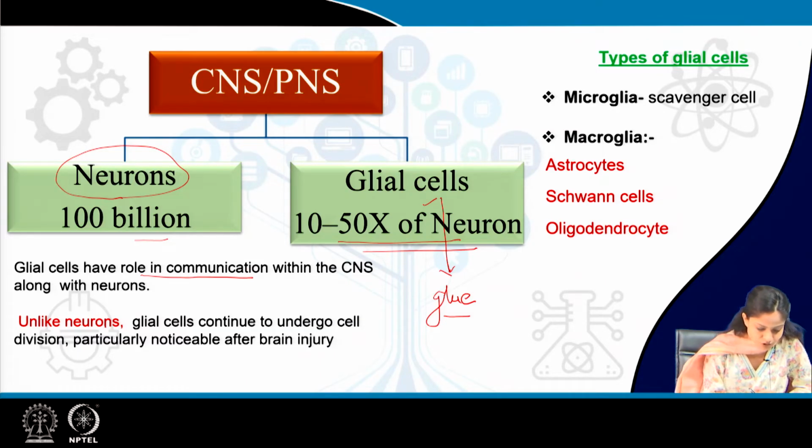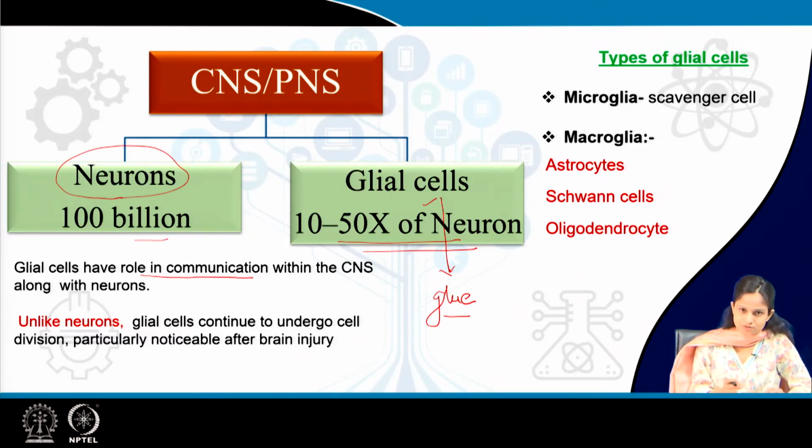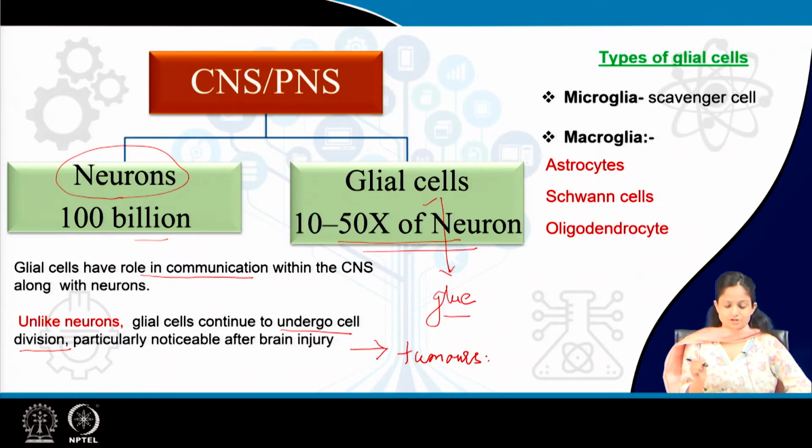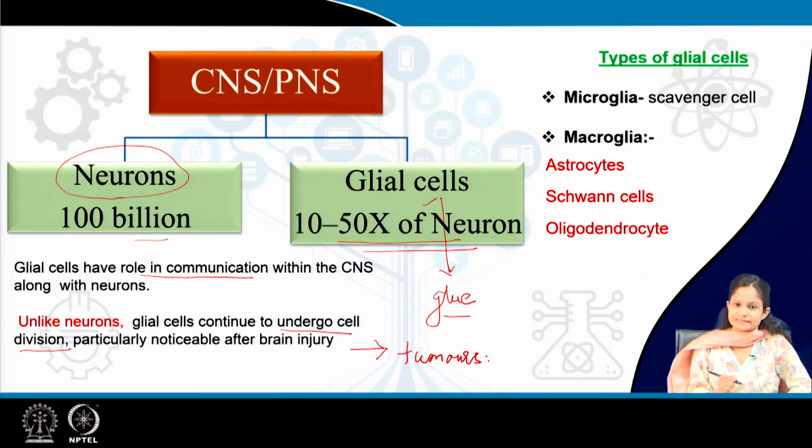Now, we know neurons do not divide. From your 11th, 12th biology knowledge, you must know that neurons do not regenerate or divide. But glial cells in the central nervous system, which are the supporting cells, have the ability to undergo cell division, particularly when there is a cell injury. When these glial cells undergo unwanted or unacceptable cell division, this results in various pathology, mainly tumors of glial cells. So this is a very important applied aspect of the glial cells.